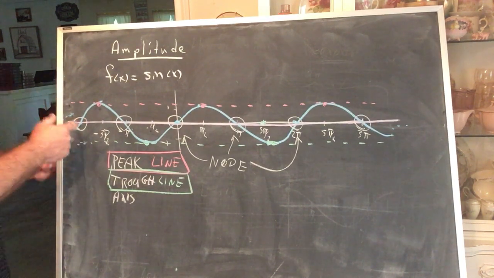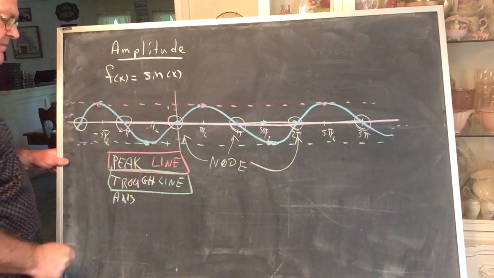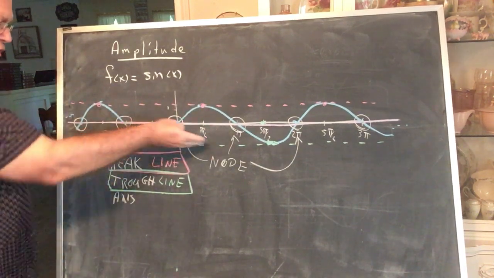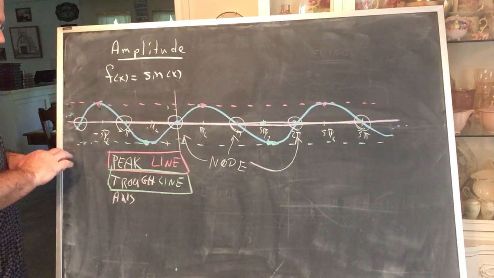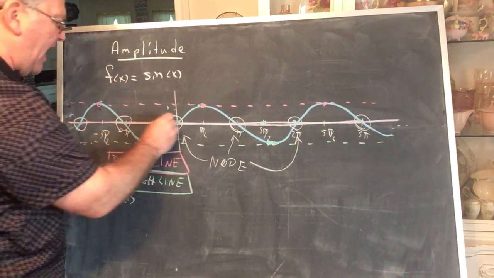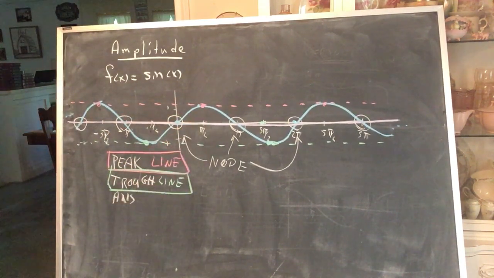So we have the peaks, the peak line. We have the troughs, the trough line. We have the axis, right? The axis is this line that passes through midway between the peaks and the troughs. And then wherever the curve itself intersects the axis, those are called the nodes.